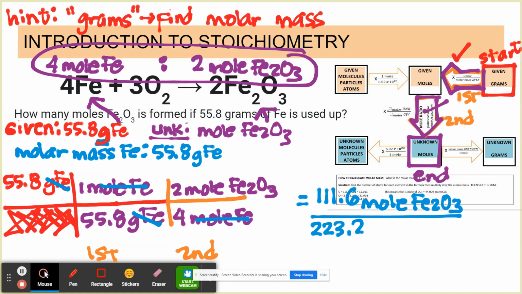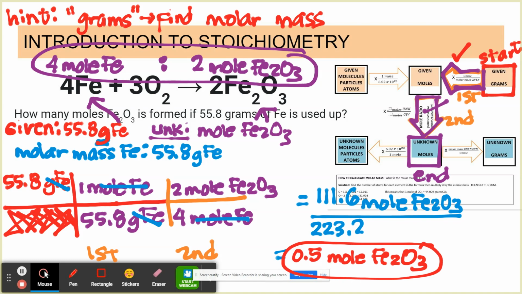All right. I'm almost done. So now I just need to divide those two numbers. 111.6 divided by 223.2 should give us 0.5. And this will be the unit mole Fe2O3. That's basically the answer right there. You see it?